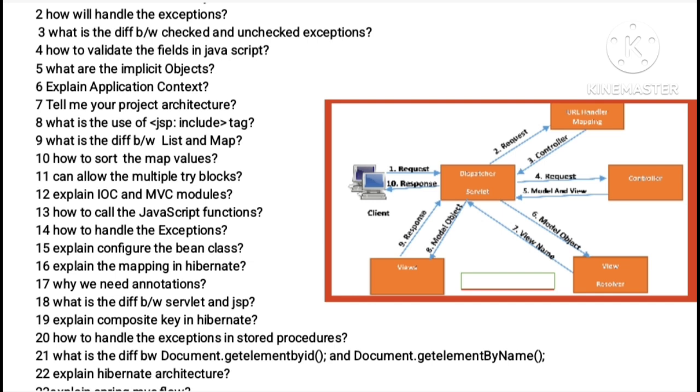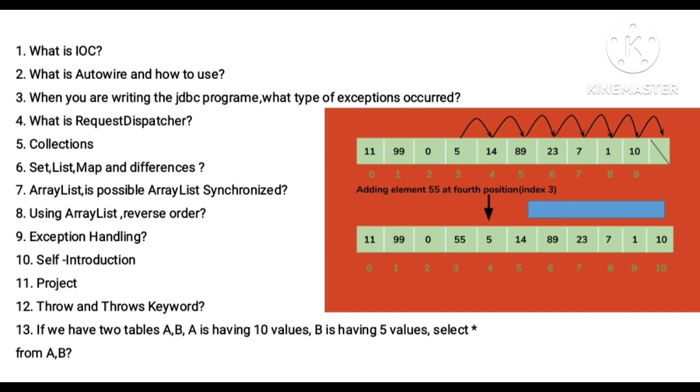Explain Hibernate architecture. Explain Spring MVC flow. What is IOC? What is autowire and how to use it? When you are writing a JDBC program, what type of exception occurs? What is request dispatcher? Collections: set, list, map and their differences. Can an ArrayList be synchronized? Using ArrayList in reverse order.